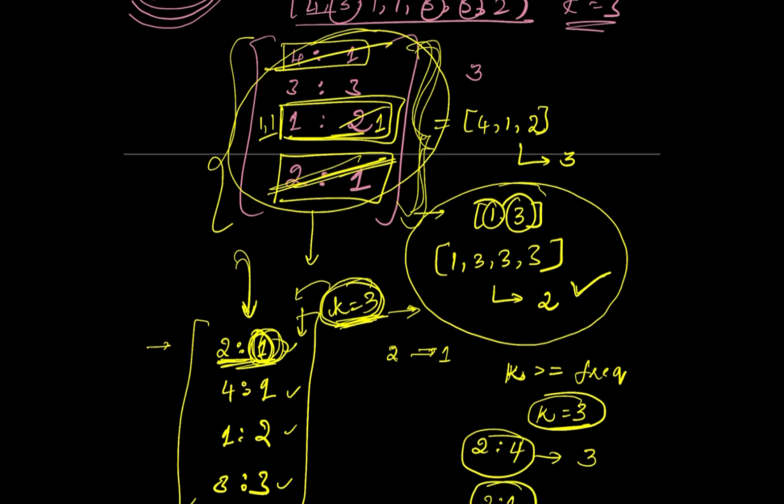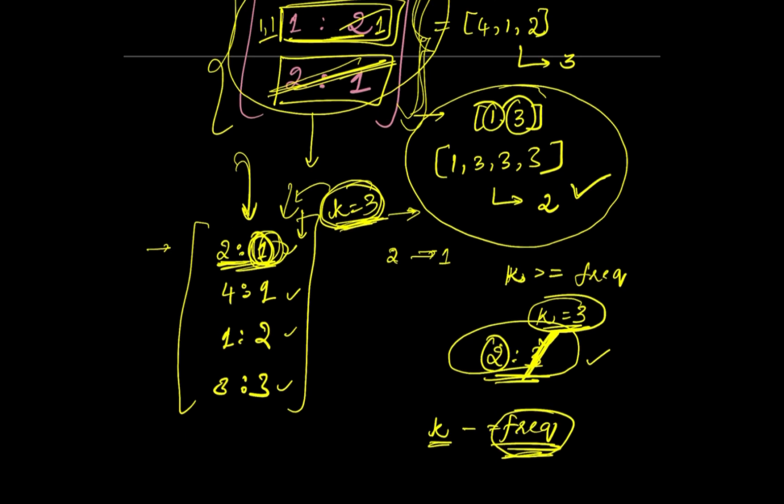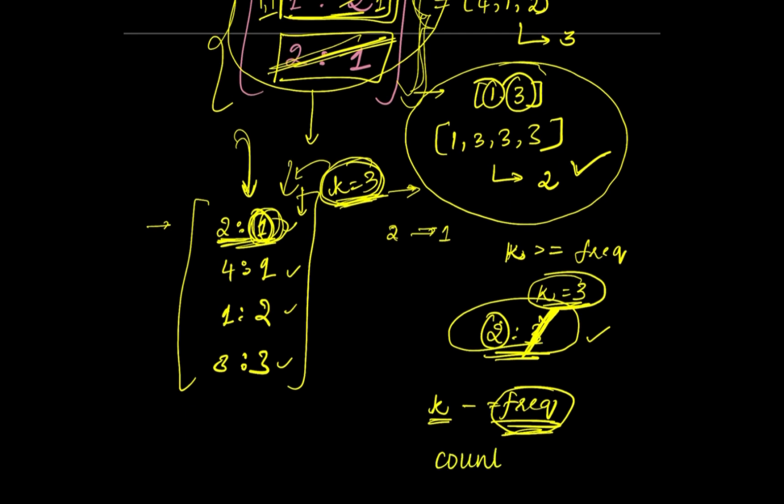Instead, for example, I have 3 occurrences of 2. If 2 occurs 3 times, I can directly remove all the 3 occurrences of this. How will I do it? I will simply decrement the occurrences with the number of elements that are present here. So what happens now? My count of element 2 is equal to 0. Now 2 has 0 elements.